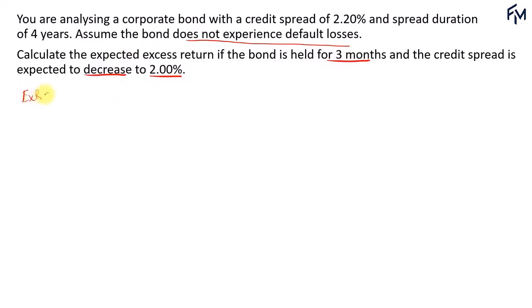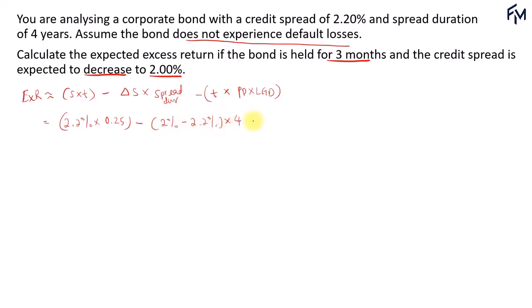So if we were to use the same formula, let me just write the formula out. So we have the spread times the holding period, minus the change in spread times the spread duration, minus the holding period times the PD and LGD. So this time around, the spread will still be 2.2% times the 3 months holding period. And then the spreads will go from 2.2% to 2%, and then multiply by 4. And then this will be 0 since we do not experience any default losses. So this third component will be 0. So the first will be 0.55% based on our previous example.